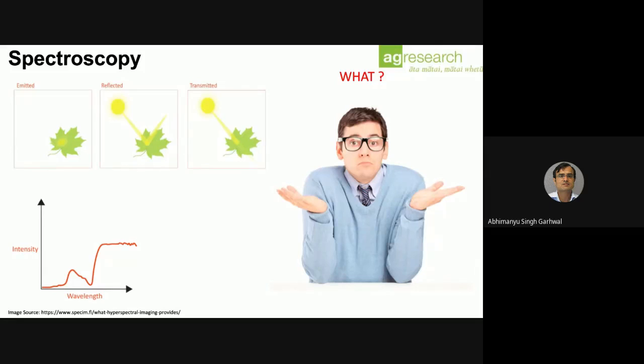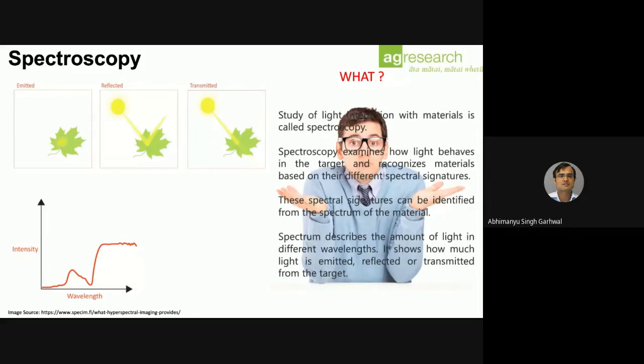Spectroscopy is basically when light falls on an object, some of the light is emitted, some is reflected, and some is transmitted from the object. Whenever light interacts with a material, how it interacts and what the effect is, that is called spectroscopy. It examines the light behavior in the target and recognizes it based on different spectral signatures.